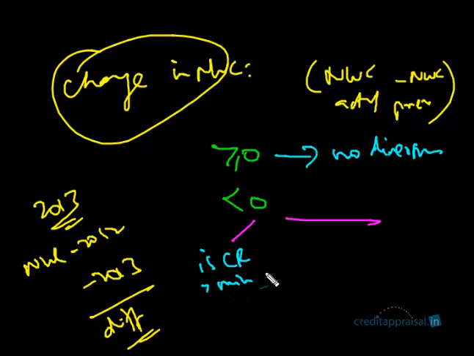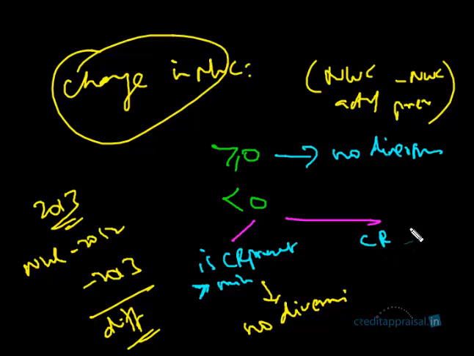It could be 1.25, it could be 1.33. For your bank, what is the minimum current ratio? Is the current ratio of the company in the present year, 2013, greater than the minimum? If it is, then there is no diversion of funds. However, if the current ratio is less than that minimum norm, whatever it is, then it means there is diversion of funds.